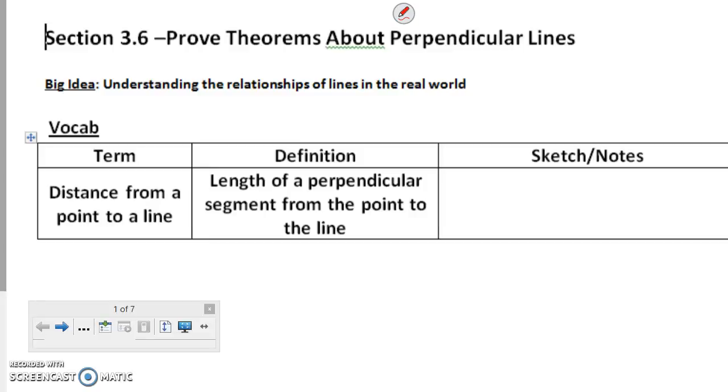All right, section 3.6, we're going to look at proving theorems about perpendicular lines. We start off with a piece of vocabulary: the distance from a point to a line. So we're talking about a line and then a point that's not on that line. The distance from a point to a line is the length of the perpendicular segment from the point to that line. So this piece right here would represent the distance from the point to the line.